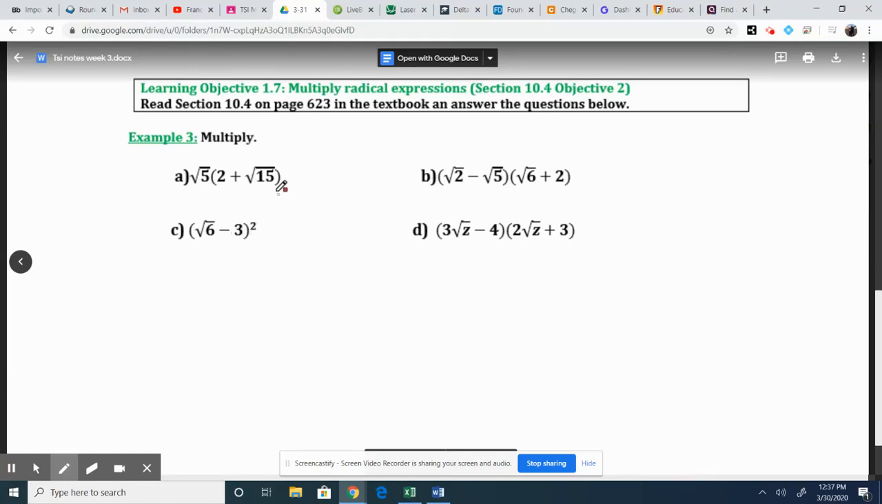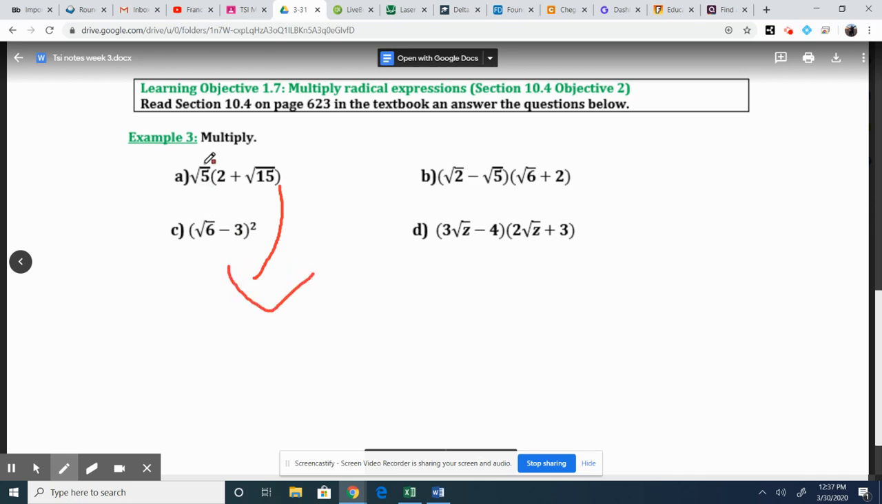So your homework for today is mostly going to be on problems from example 3. And this is where we're multiplying by distributing and also multiplying binomials, which we've been talking about in the last couple of sections. So we're going to do example A, and I'm going to do it over here so I have a little bit of room.